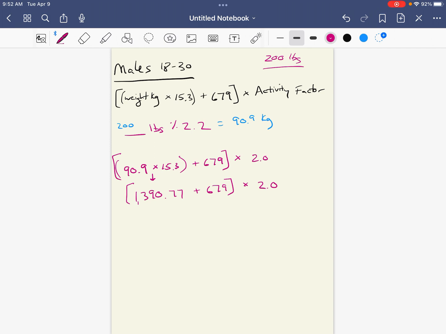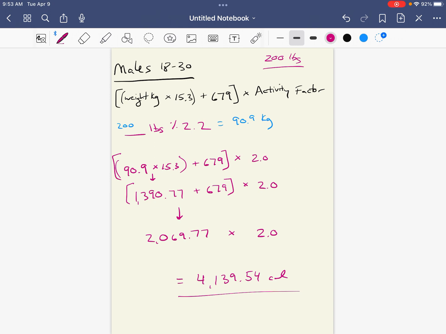Then I do what's left in parentheses, starting left to right. So what's left? 1,390.77 plus 679. Again, I get that answer and I write it down: 2,069.77. And of course, now I can finish going from left to right. So what's 2,069.77 times 2? Therefore, in this example, my answer is 4,139.54 calories.